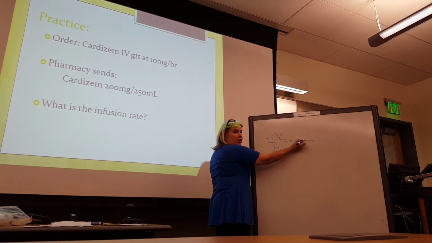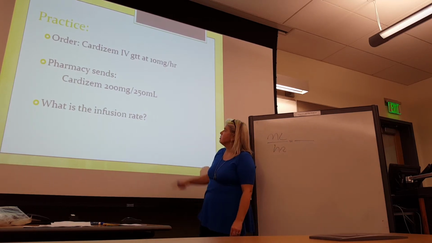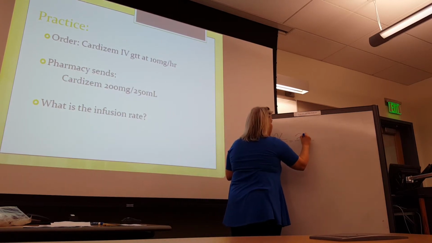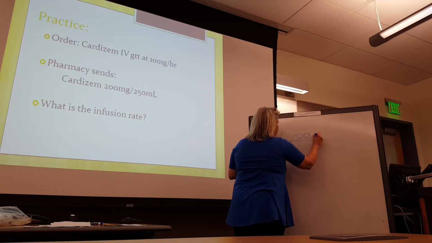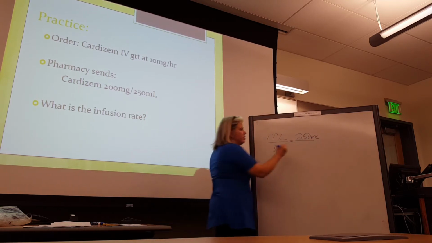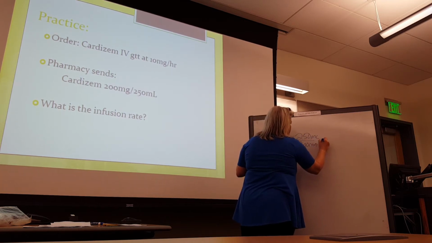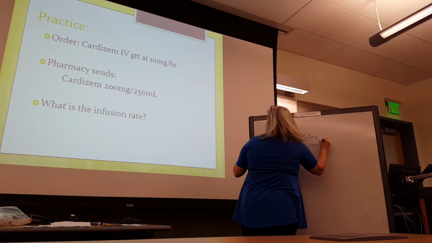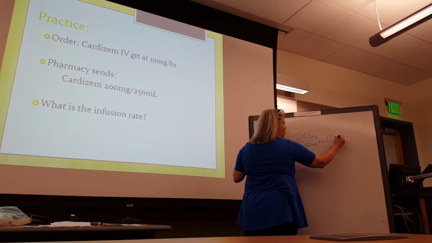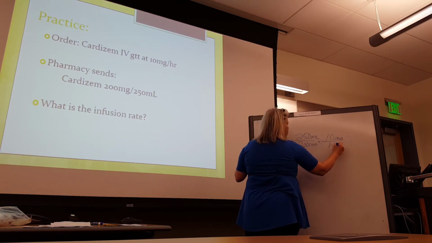So numerator, this needs to match this. So what's in your problem that matches mils? So there's 250 milliliters. I'm going to put that on top. And the 250 milliliters is attached to the 200 milligrams. That's going to go on the bottom. And then 10 milligrams is going to go on top here. So we want that to cancel out, 10 milligrams per hour.